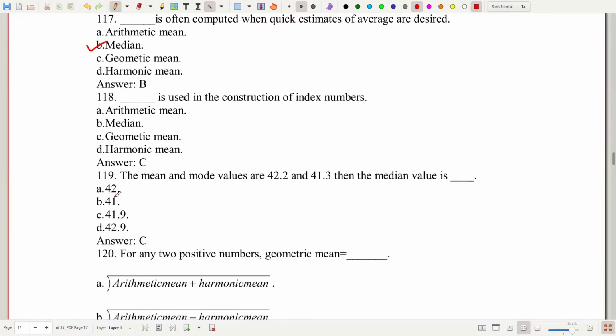Next question. Dash is used in the construction of index numbers, and the answer is the geometric mean is used in construction of index numbers.